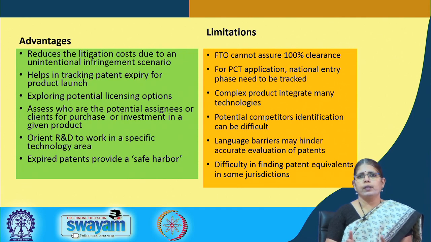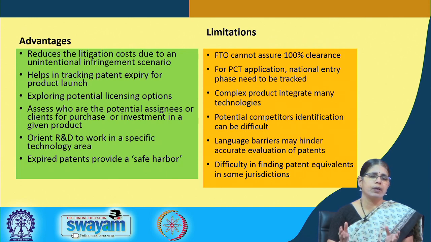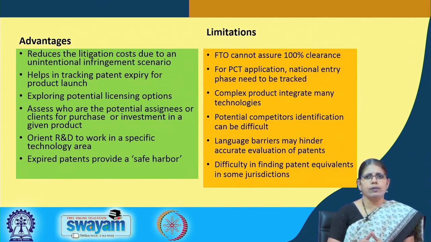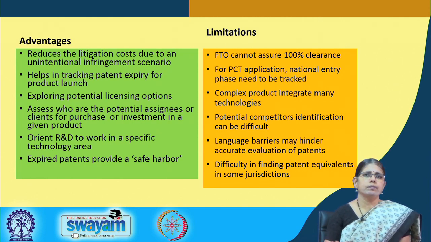A search for patents may also help the industry to use what we call the safe harbor option. That is, now that the patents are expired or no longer valid, the industry can actually operate in that particular segment. So this is how one can actually utilize the option of where there are expired patents and actually can bring in products into the market.